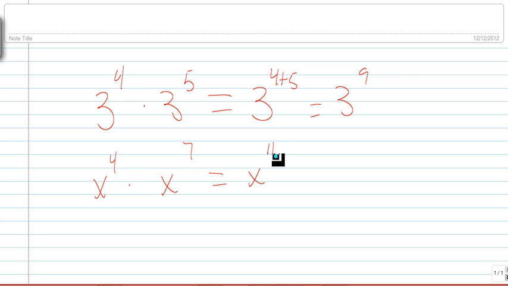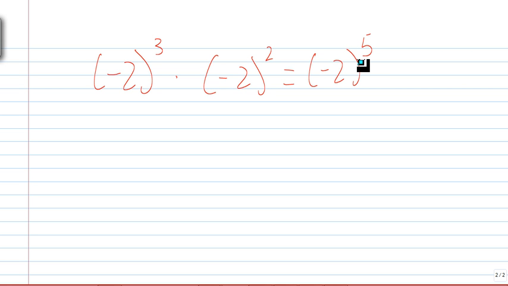Okay, let's say that I had something like this one. Negative 2 to the 3rd times negative 2 to the 2nd. Same thing. You have like bases, so you add your exponents together. This will be negative 2 to the 5th power.